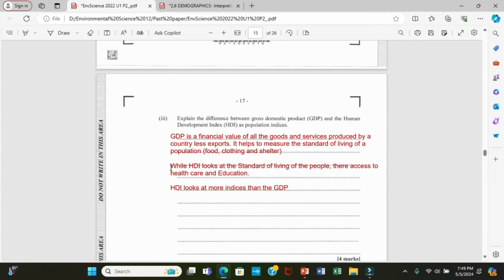Right. While the HDI now, the HDI looks at the standard of living of the people, their access to healthcare and education. So of course, the HDI is a wider index. It looks at a holistic approach. It has a holistic approach on the country's population. So this is much wider than the GDP. The GDP looks at one aspect. The HDI looks at three major aspects.